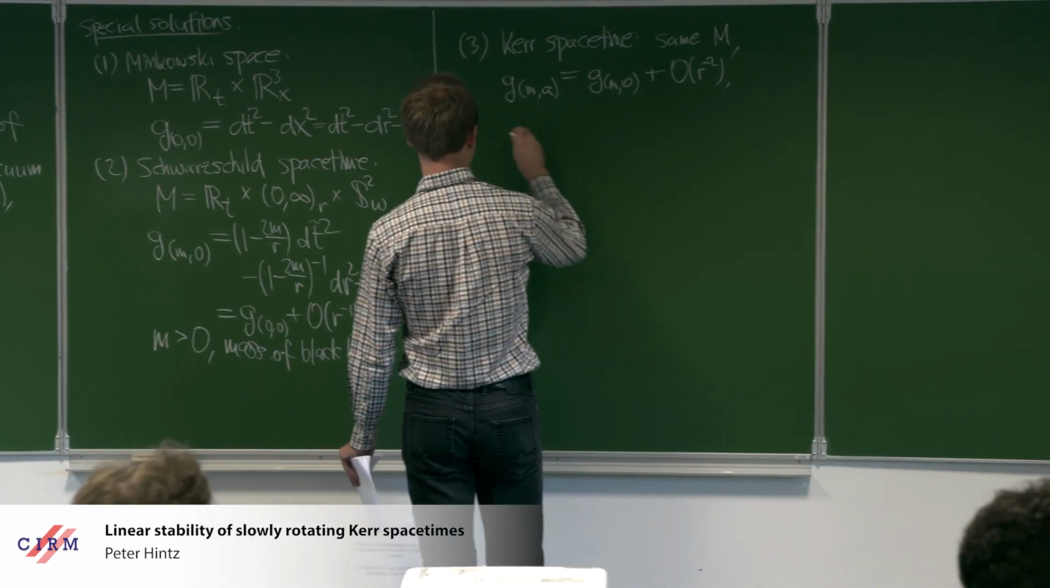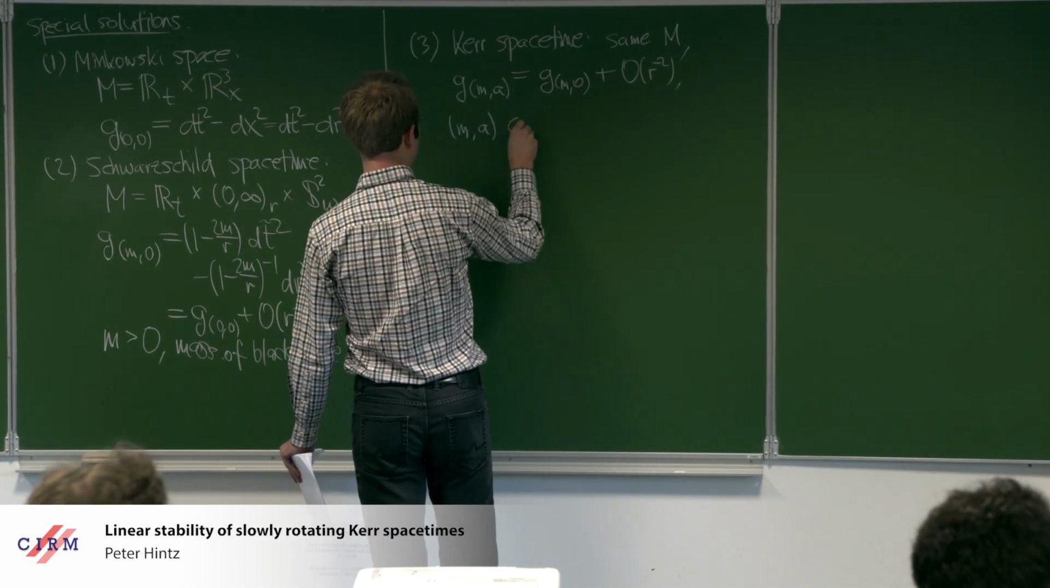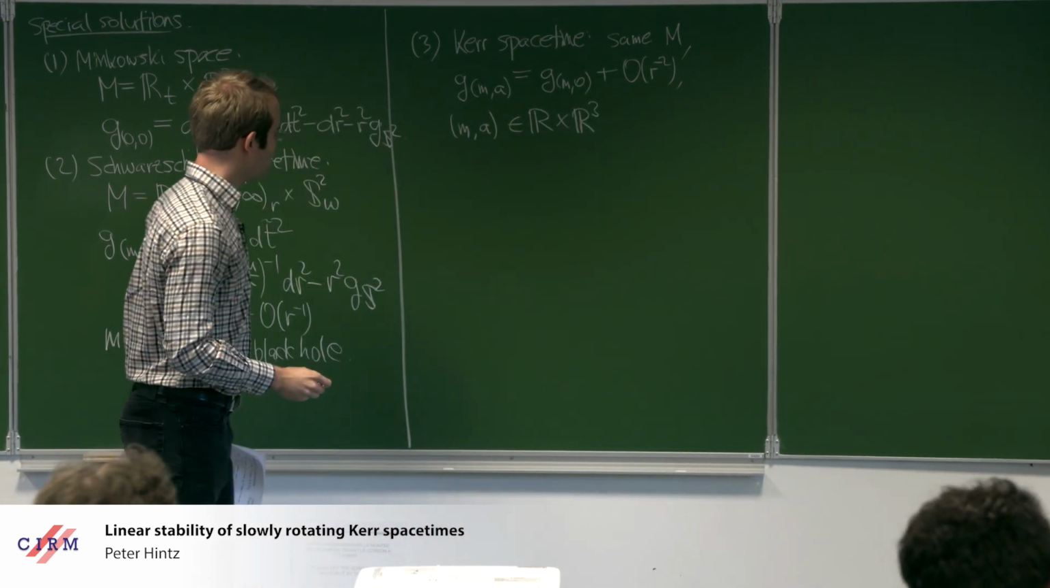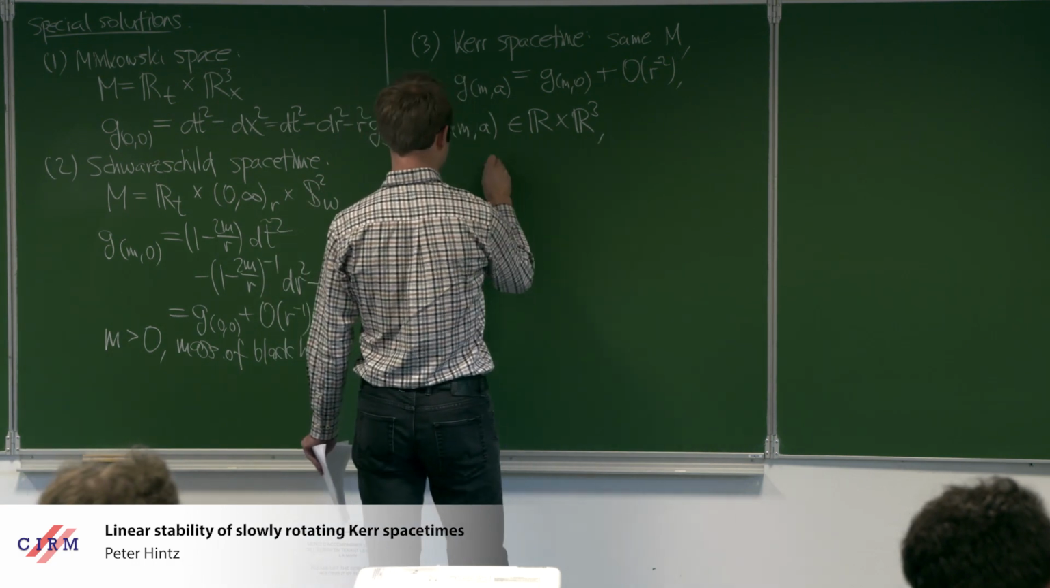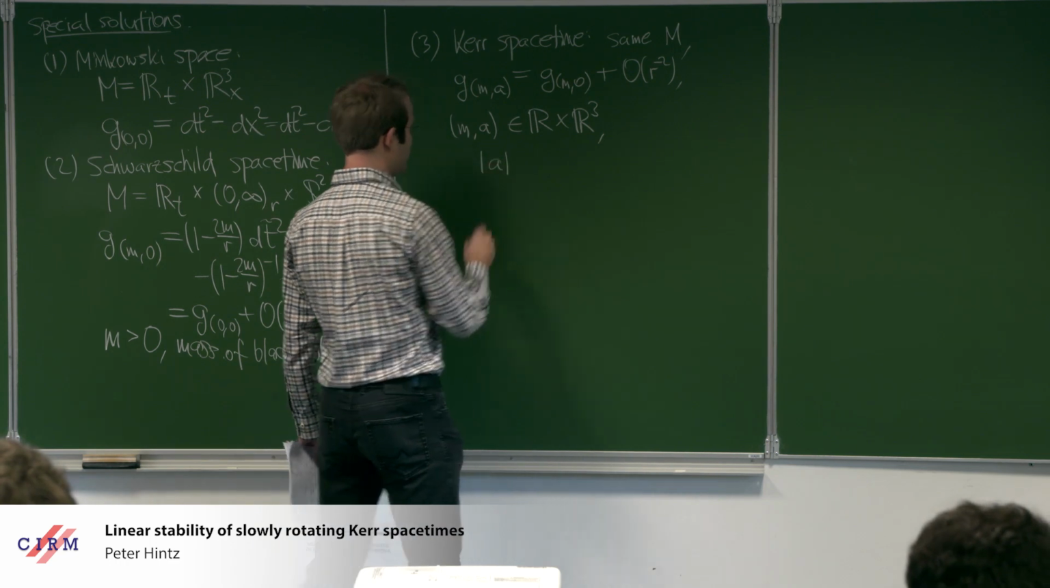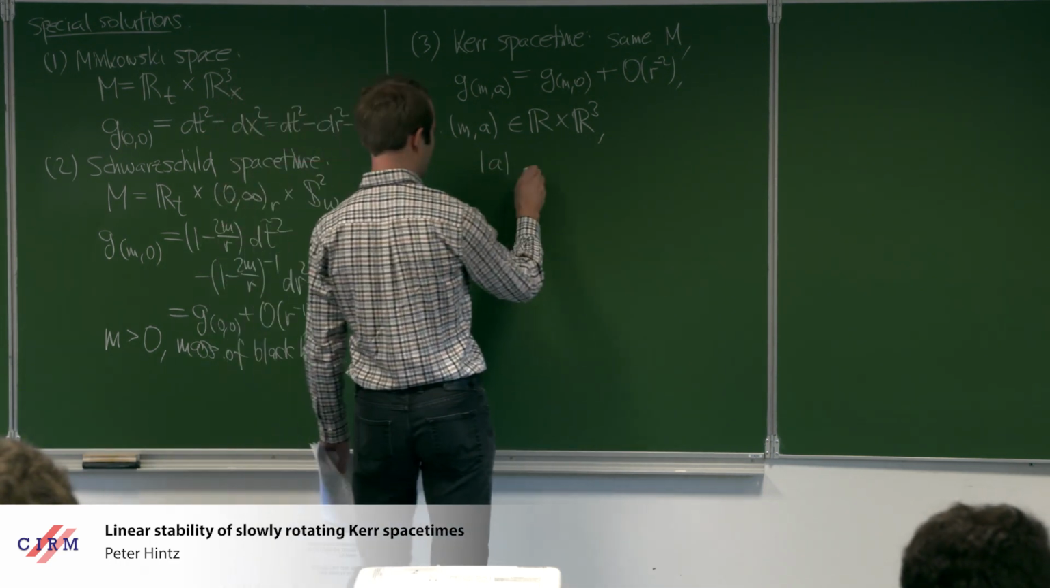And so what are the parameters here? So m and a are a real number and then a vector in 3-dimensional space. And a here is supposed to be the rotation axis. That's the direction. And the length of it is the angular momentum.